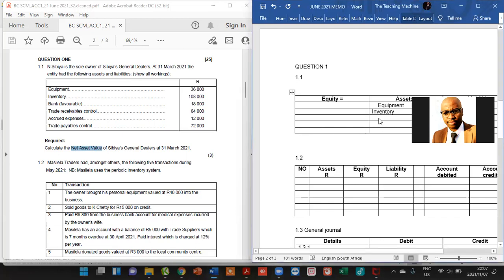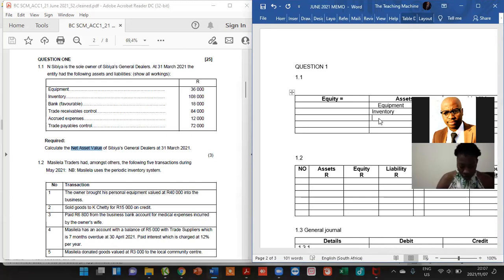Okay, in the meantime, we'll continue. So I was saying that the bank account is stated as favorable. Sometimes the bank account can be unfavorable. So if the bank account is favorable, it means that the business has a positive bank balance.